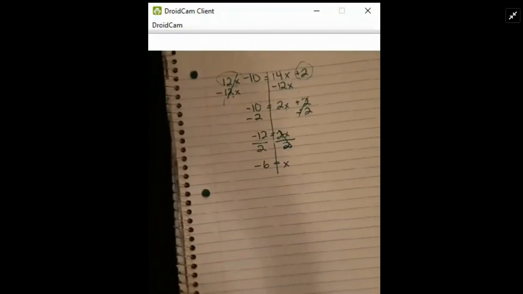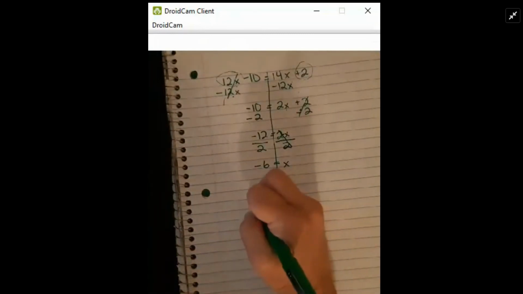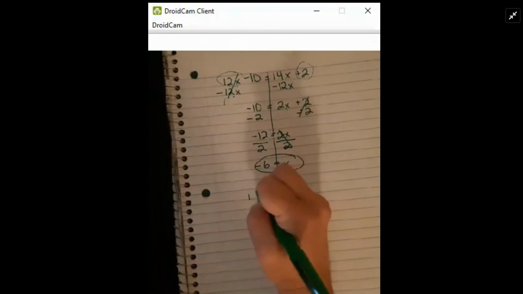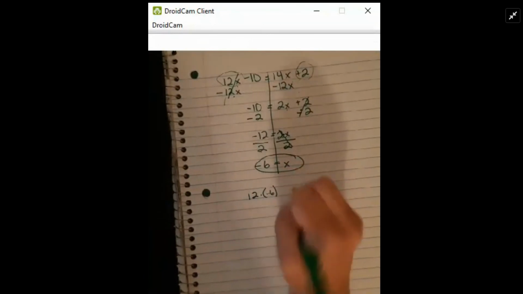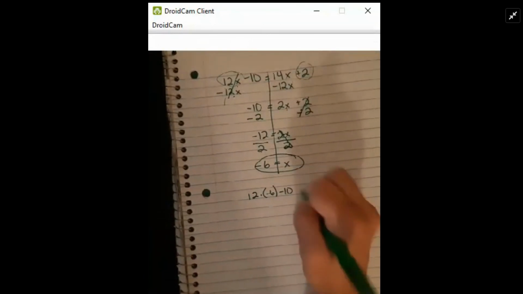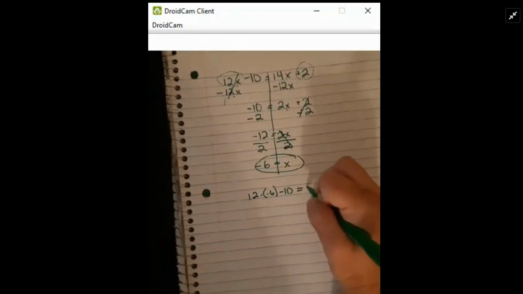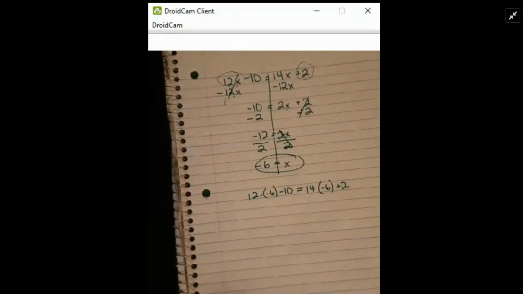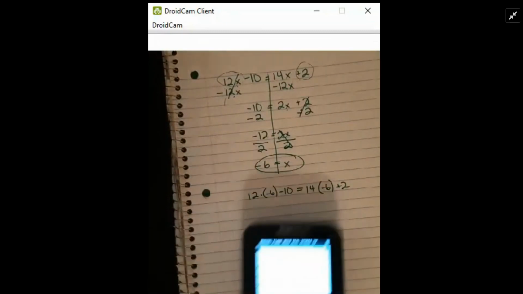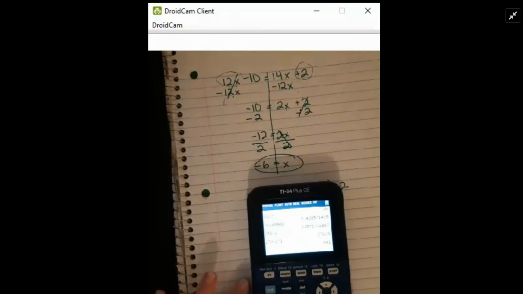So we'll go back to the original equation and just check. This is just a double check. So we'll do 12 times, we think x is negative 6, minus 10, should be equal to the other side, which is 14 times, we think it's negative 6, plus 2. So over here, just get out our handy dandy calculator.